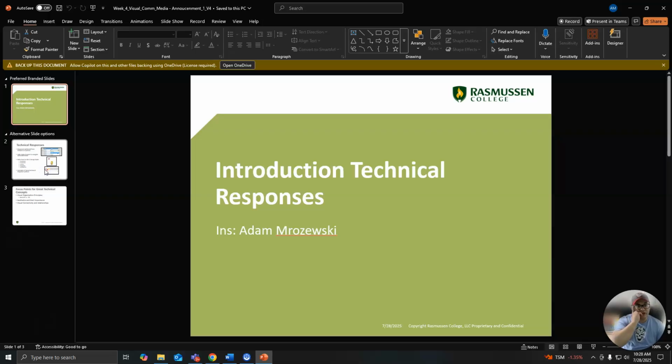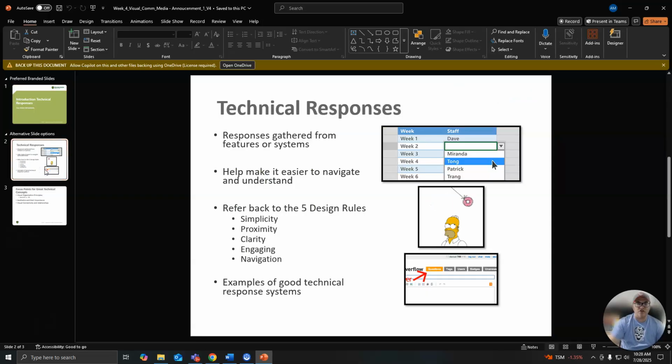Technical responses themselves are responses gathered from features or systems that have visuals tied to them. They make it easier to navigate and understand the thing we're using, and that's what really matters. There are 5 major rules, and we'll talk about each one in lecture tonight: simplicity, proximity, clarity, engagement, and navigation. It needs to be simple, it needs to be spaced out properly, it needs to be clear, it needs to be engaging, and it's got to be fun, right?